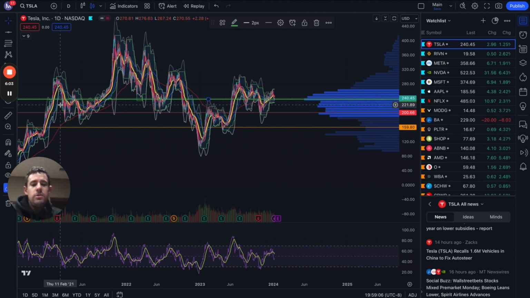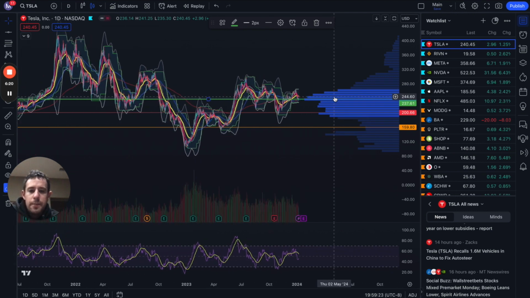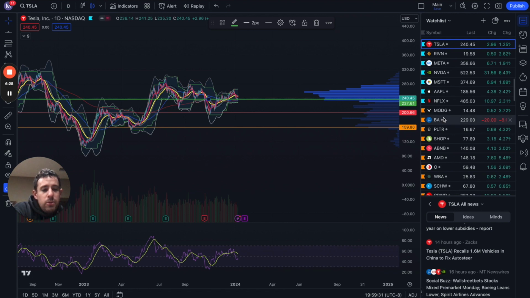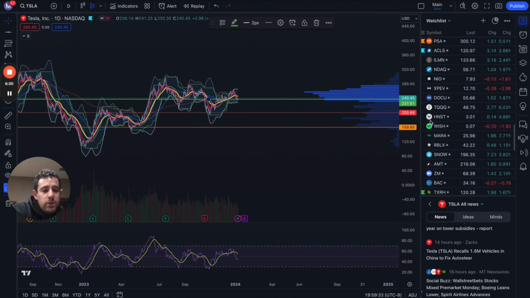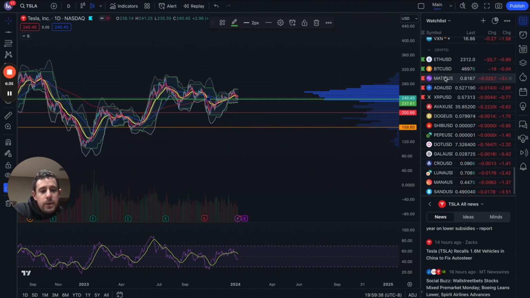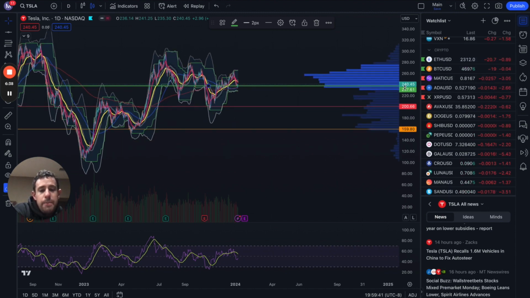I like using the VPVR because it's really good for knowing when price will move from one area to the next. Generally, when it's lower volume, price moves quickly through that area, and when it's higher volume, it'll have this congestion. Those are a few of the indicators I use and why I like TradingView, because it's so simple. You can color coordinate all different stocks. There's crypto on here as well. I like looking at crypto to gauge where the stock market's going to go.